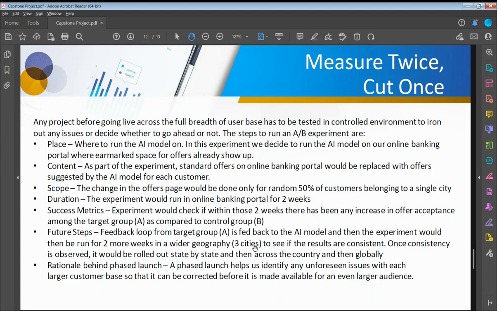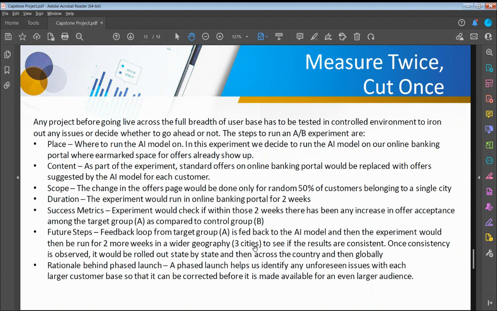Once we get positive results, we can use the feedback loop from the target group A and fine tune the model even further, and then roll it out to a wider geography, let's say 3 cities or 5 cities, and see if the results are still consistent. This will be the second phase of testing. Once we see consistent, improved results, it will be rolled out on a state by state basis, then across the country, and then globally.